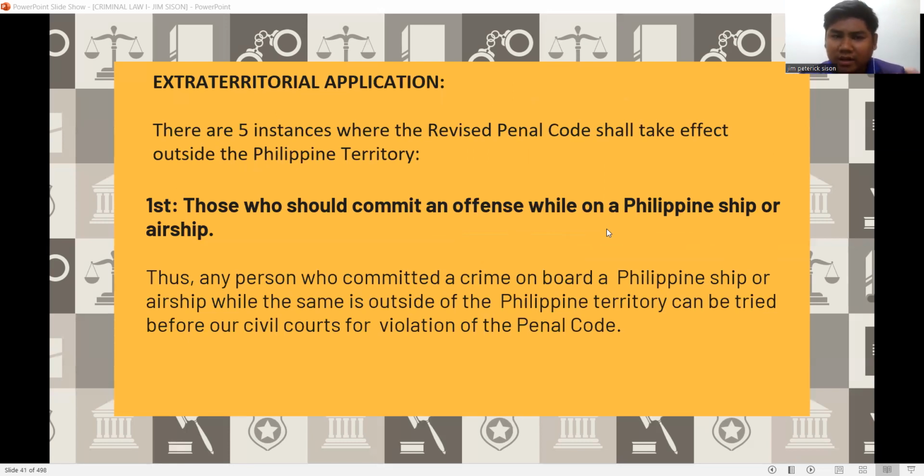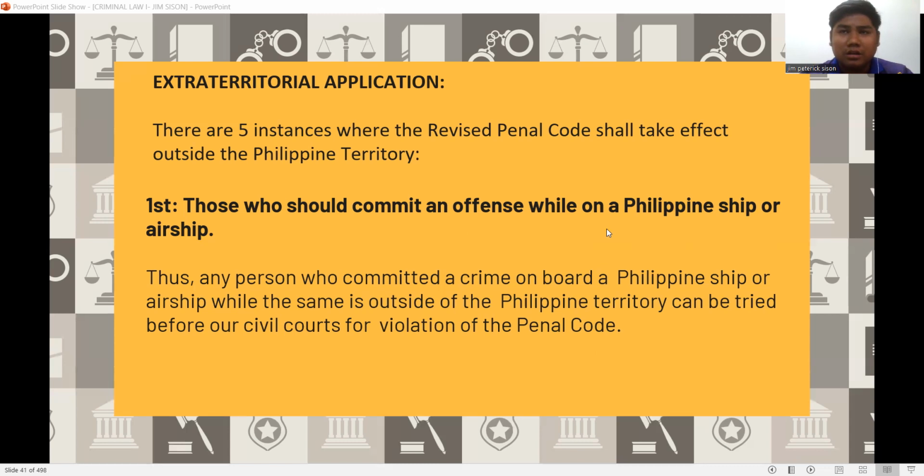So, extraterritorial application. You should memorize this. There are 5 instances where the Revised Penal Code shall take effect outside the Philippine territory. General rule, the Revised Penal Code shall take effect only within the Philippine territory. Exception, if it is what? Committed outside the Philippines and they commit the offense while on a Philippine ship or airship.